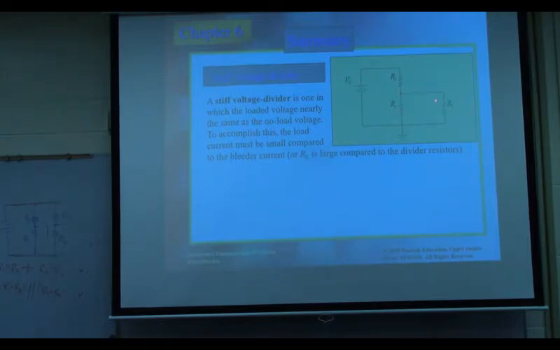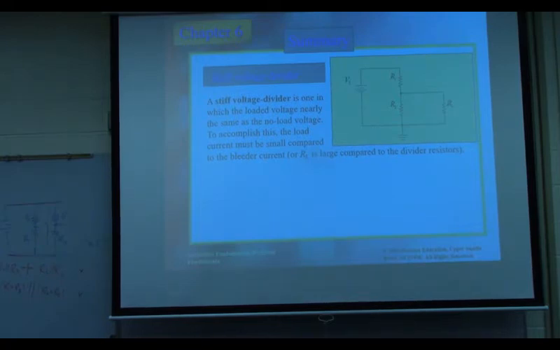Look at this one. If you connect the load, there will be current flowing. Instead of only to here, some current flows this way, right? And we want this current to be as small as possible, very small. That means we want the resistance to be very large. RL is large compared to the divider resistance. So when this resistance is large compared to this, or the current flowing through this branch is very small compared to this way, this voltage divider will be stiff.